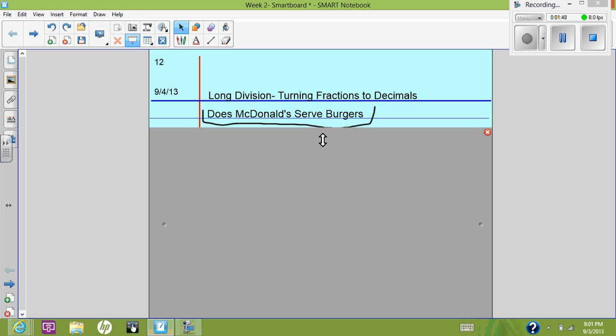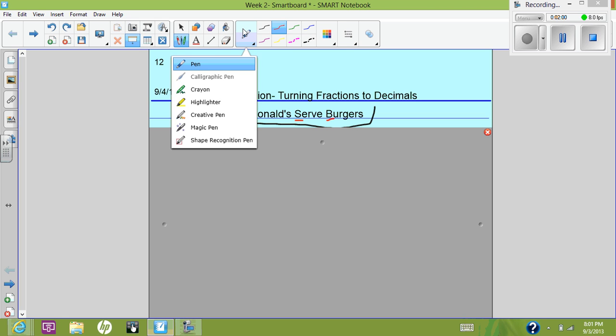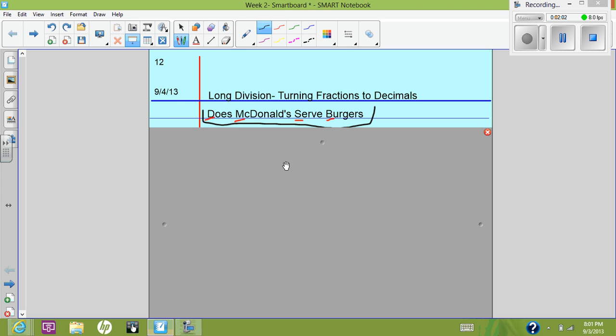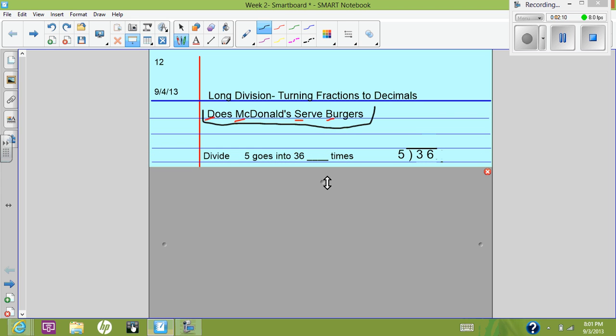Does McDonald's serve burgers? In that sentence, every letter stands for something. The D, the M, the S, and the B. The D stands for divide, the M stands for multiply, the S stands for subtract, and the B stands for bring down. So let's go ahead and look at the first flap of our cheeseburger. I want you working with this problem here. 5 divided into 36. It may also be written as 36 divided by 5.